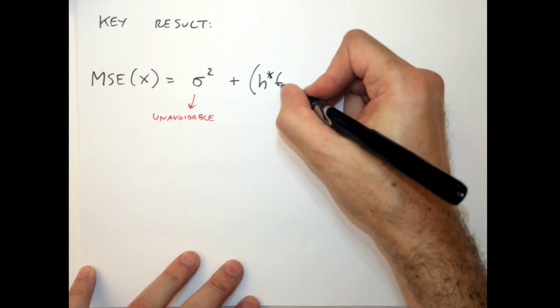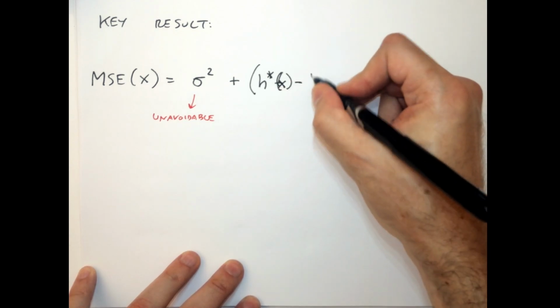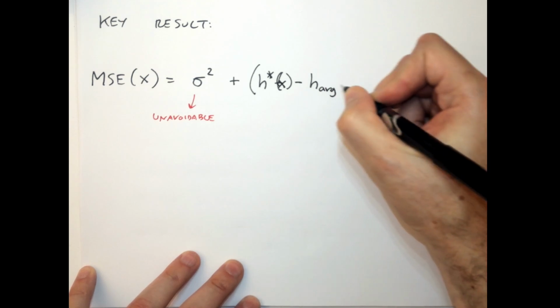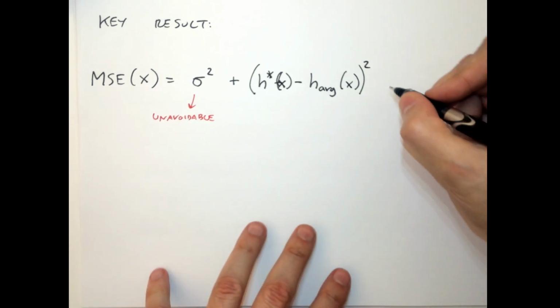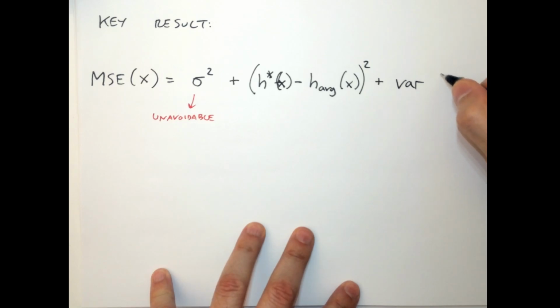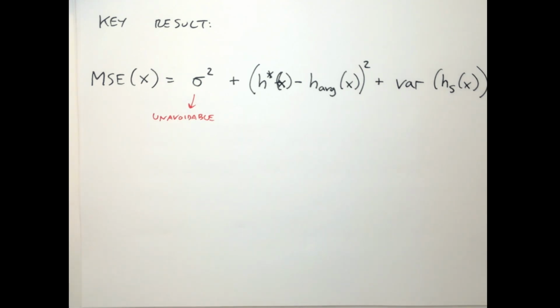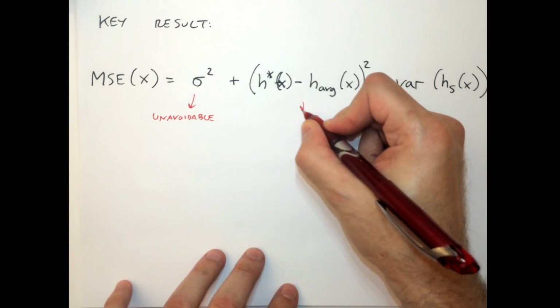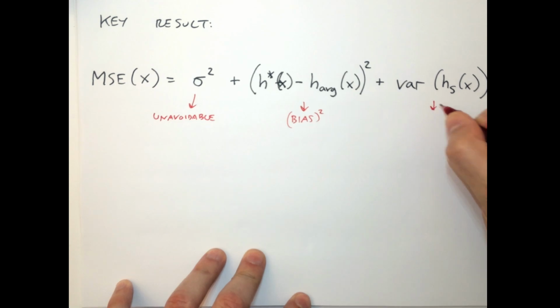And this is going to be a little bit of a hairy equation. So I have h star of X minus h average of X. Let me write this down first, and I'll write down what it means. Okay, so this thing here is what we're going to call the bias squared, and this thing here is what we're going to call the model variance.